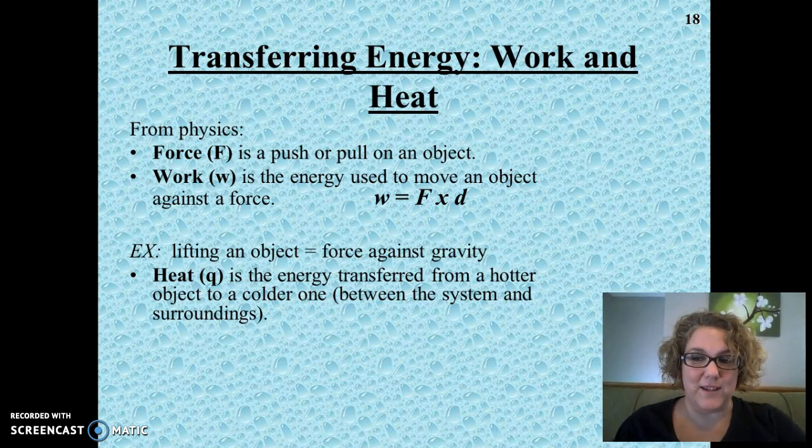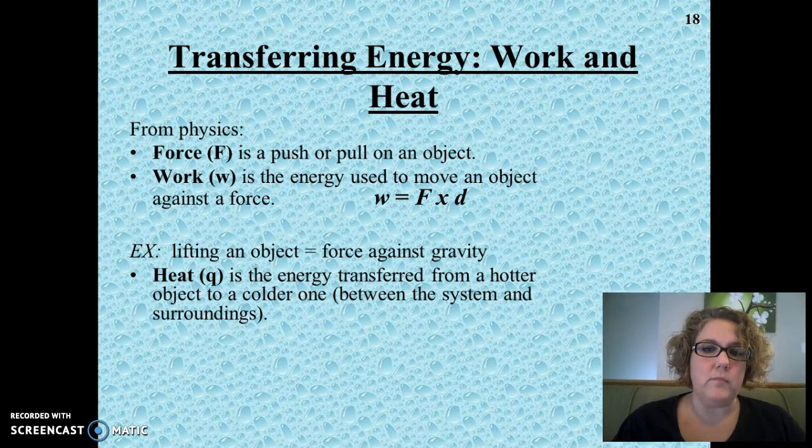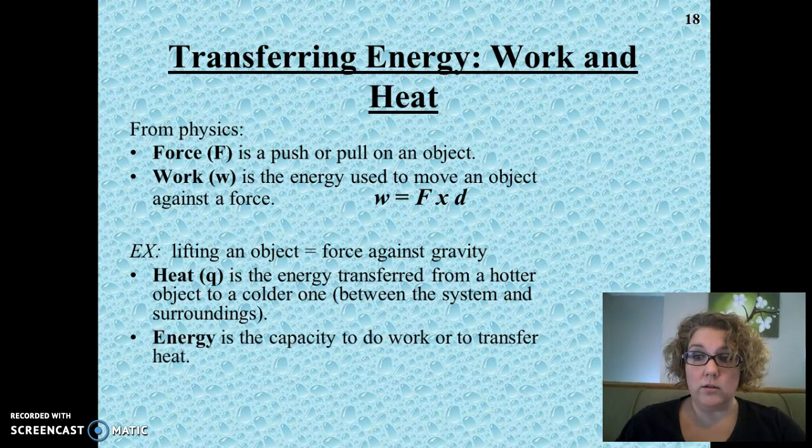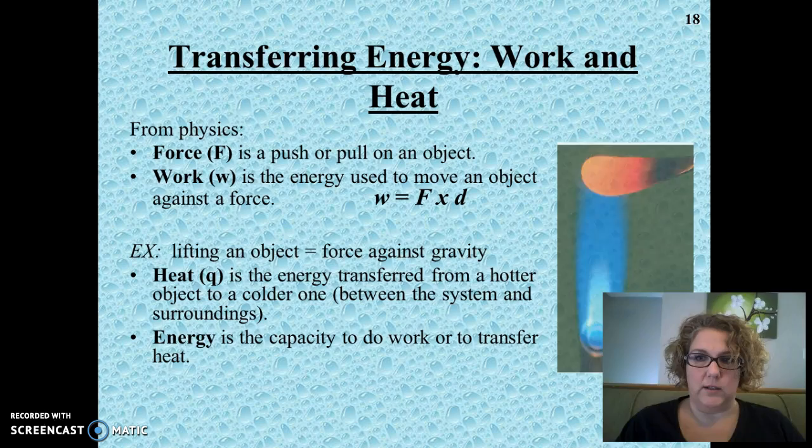You can't make something cold. You can, however, pull the heat away from it. Heat is a real thing that can be measured. Cold is just the absence of heat. And heat always goes from the hotter object to the cooler object. And energy is simply the capacity to do work or transfer heat. So when we figure out the energy for a system, we have to consider both the work done, if any, and the amount of heat transferred.